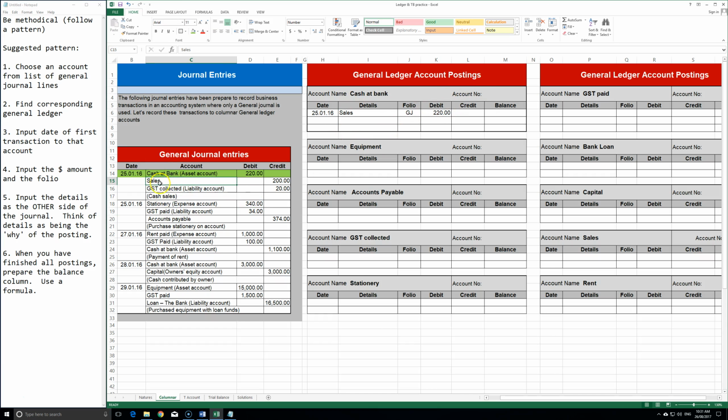Okay, I'm going to look for any other cash at bank lines. Here we go, here's one here. So that's the next thing I'm going to do. So back to the first step. I've already chosen my account. I've already found the corresponding general ledger. Step 3, input the date of that transaction. So that's the 27th. I shouldn't be typing it, I should just refer to it. Okay, the next thing was the amount, and in this case we have a credit of 1,100. And the folio is again the general journal.